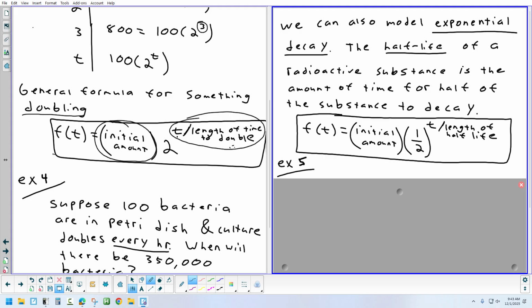So whenever you're doing a half-life problem, it is exponential decay. It's dropping down. But you don't have to worry about the 1 minus r. You always plug in 1/2. And the exponent is the same deal as what we did for doubling.